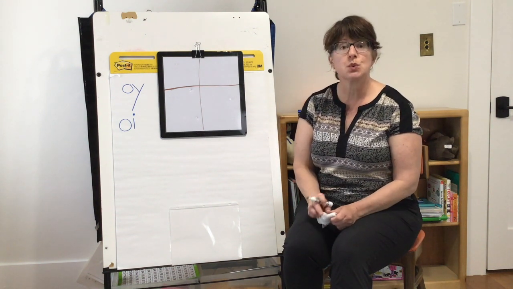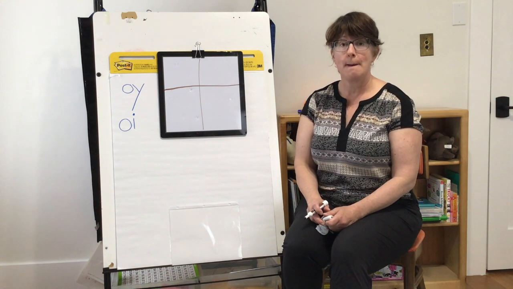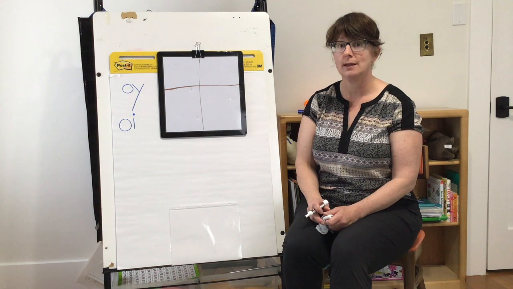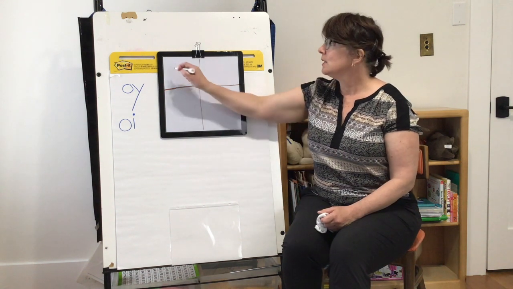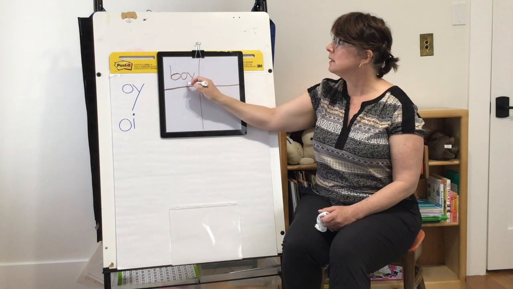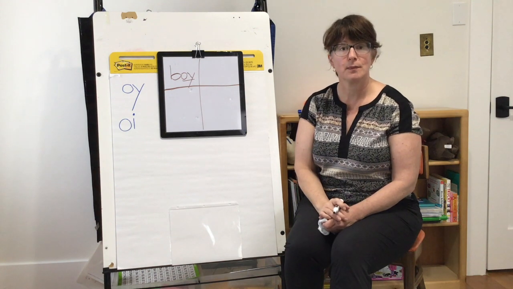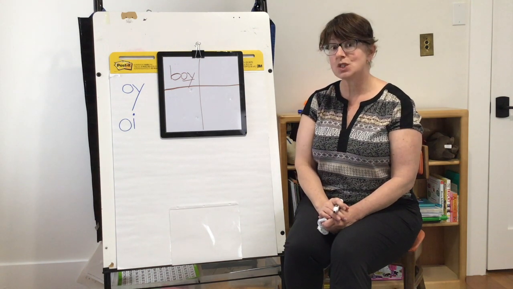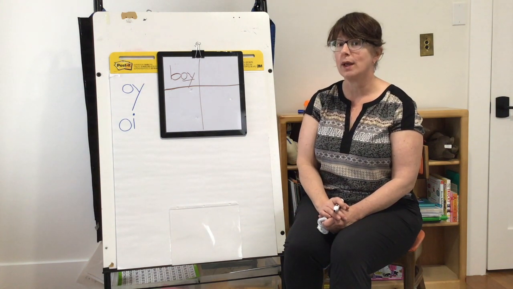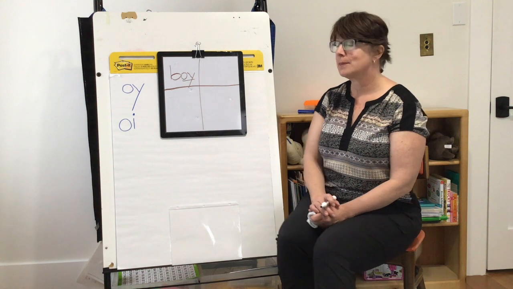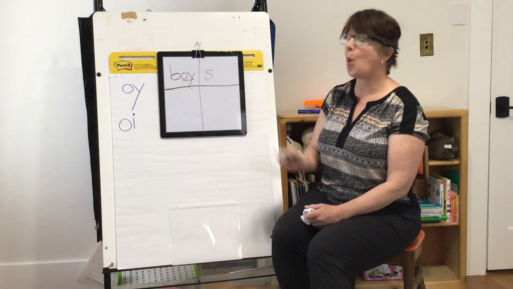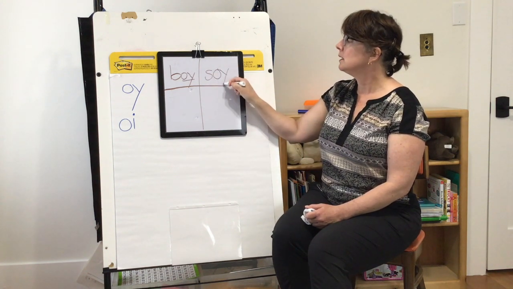The first word is the word boy. B-oy. Go ahead and write it. Boy. B-oy. Underline your oi. Next word, soy. Do you drink soy milk? Soy. Write it. Say the sounds. S, oi. Underline your oi.